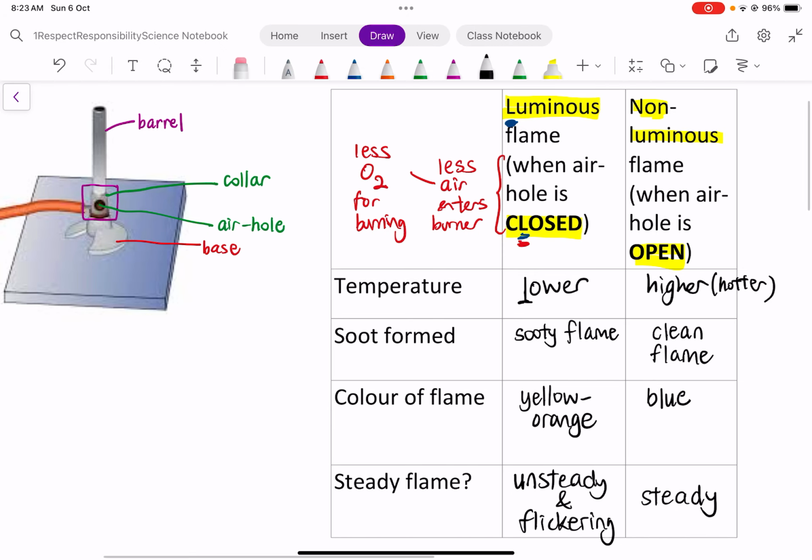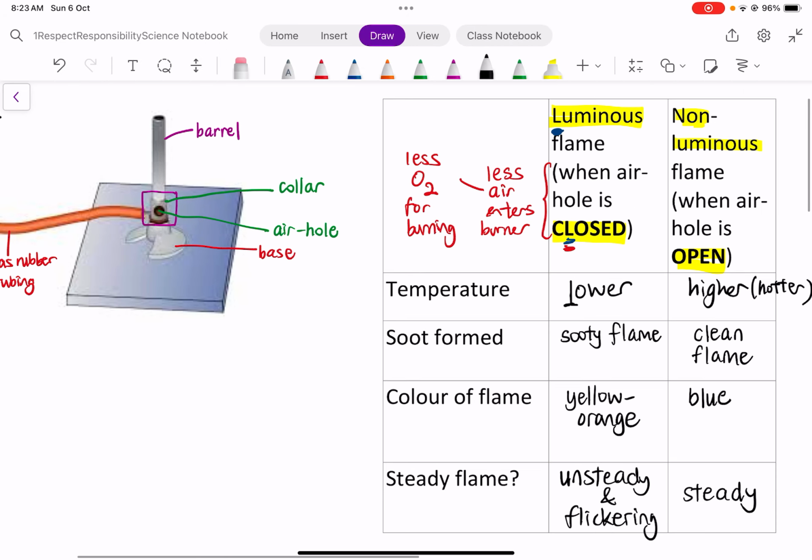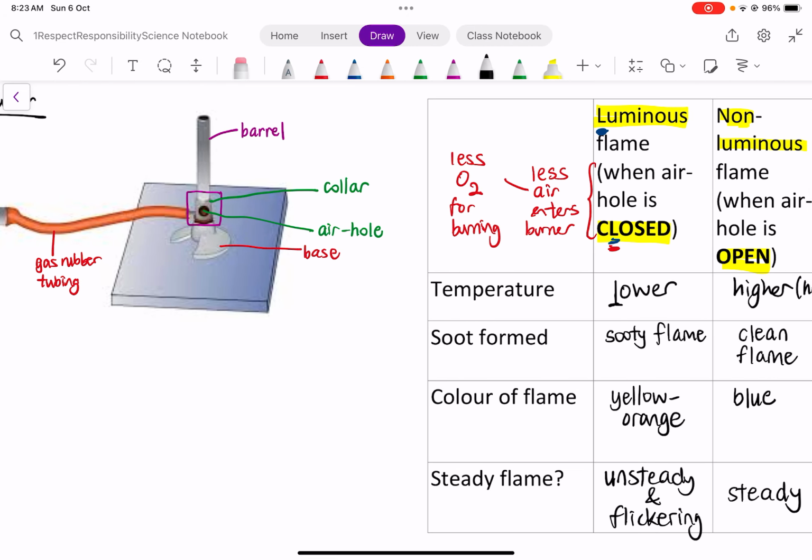Next, we need to know the steps involved in lighting a Bunsen burner. The first step is to close the air hole. We must ensure the air hole is closed before doing anything. Okay? Next, we switch the gas tap on. You can say open or switch on the gas tap. Alright?